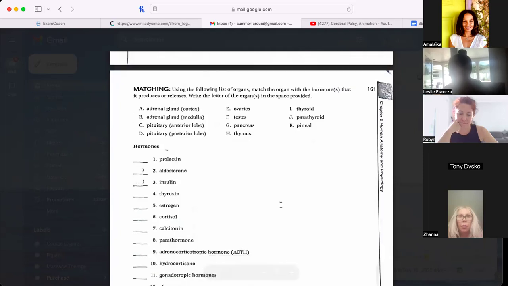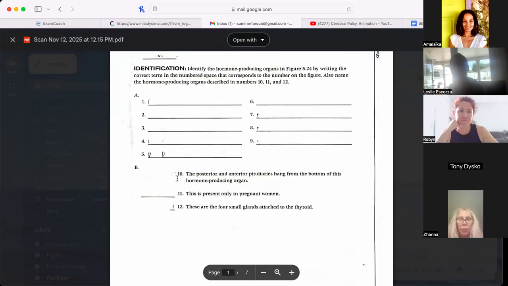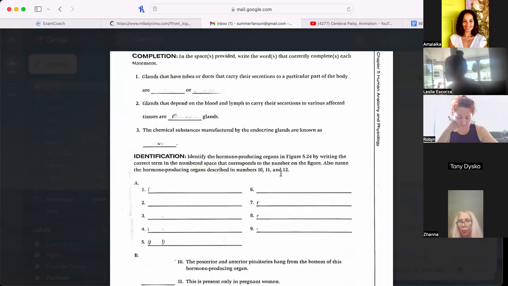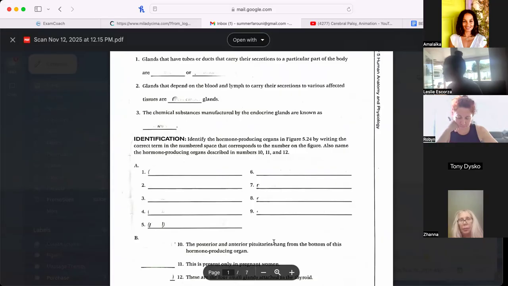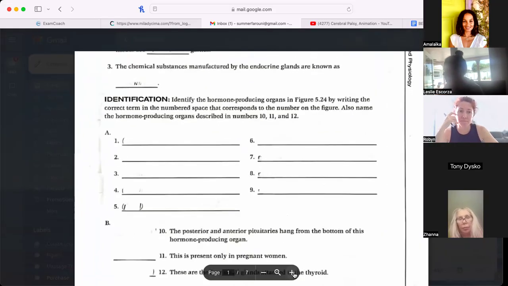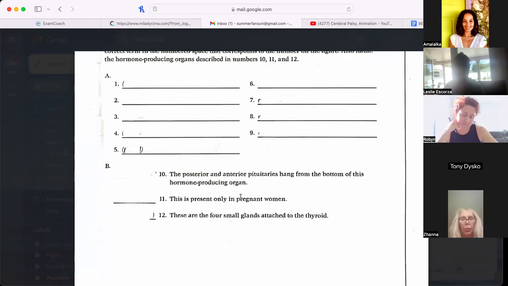All right. So let's come to this part right here. The posterior and anterior pituitary, they hang from where? Their location is they hang from the bottom of a hormone producing organ, which is the hypothalamus. Yeah, hypothalamus, correct.